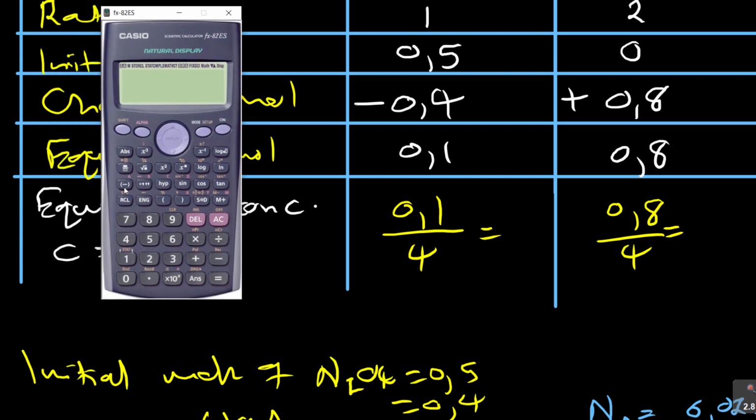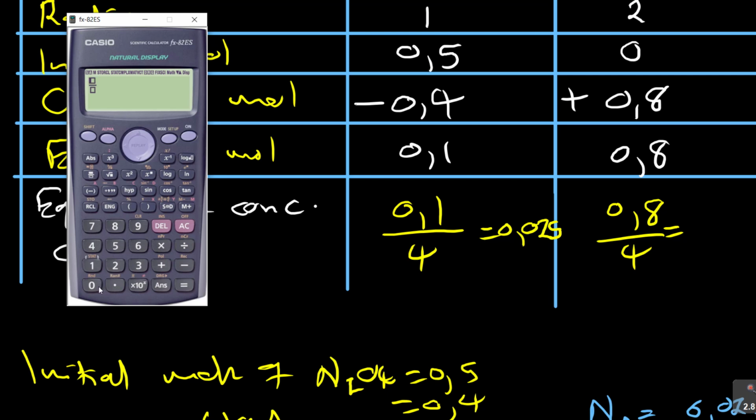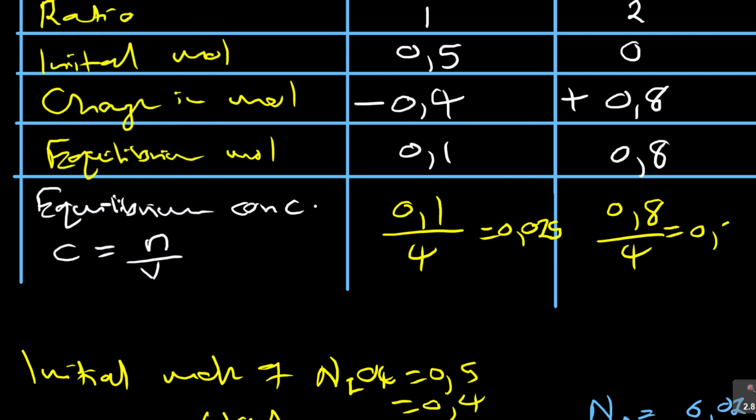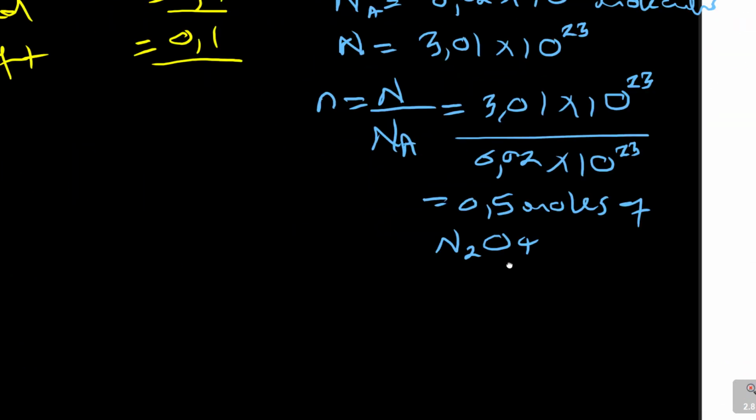If we do that and say 0.1 over 4, it is 0.025, and 0.8 over 4 is 0.2. Alright, so with that, we find Kc. What was the question saying? Calculate the equilibrium constant, Kc.